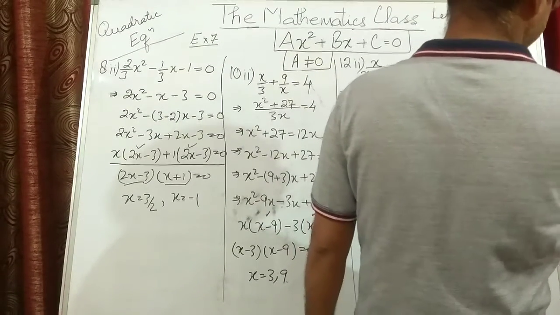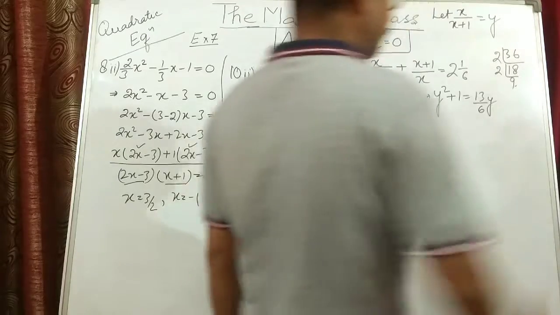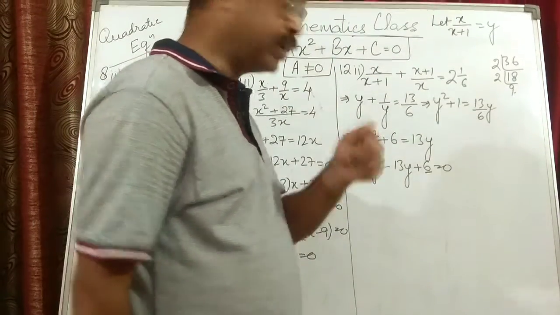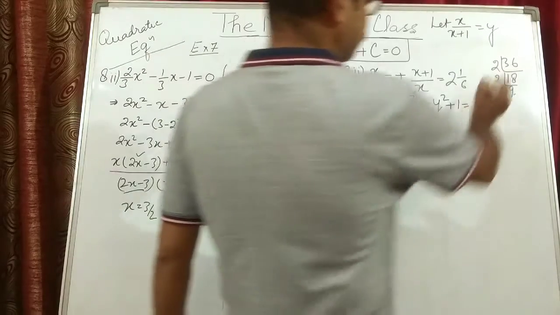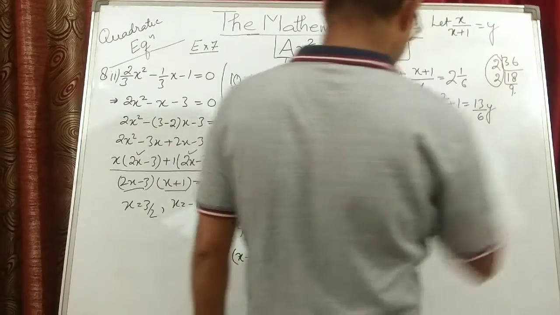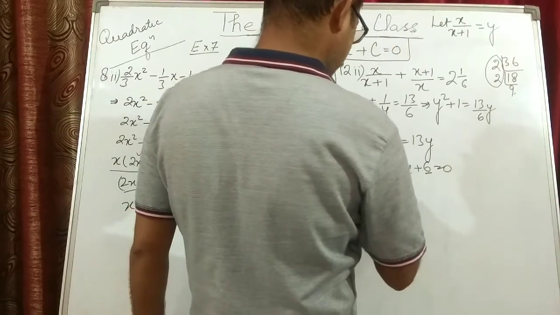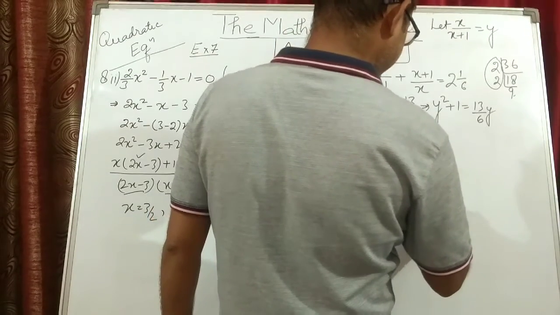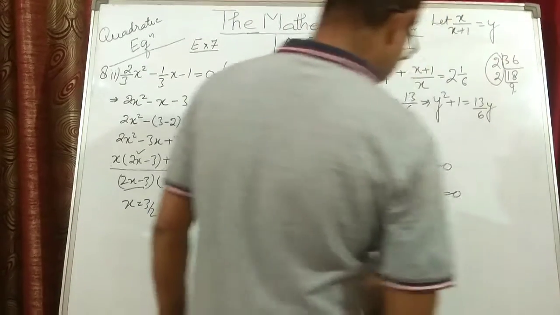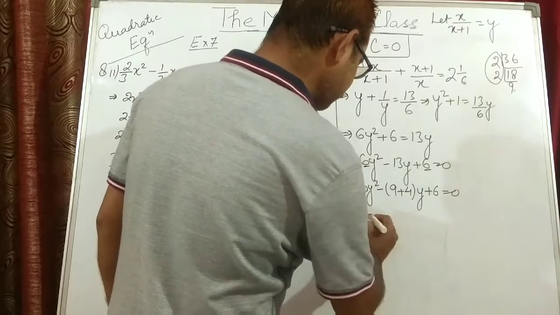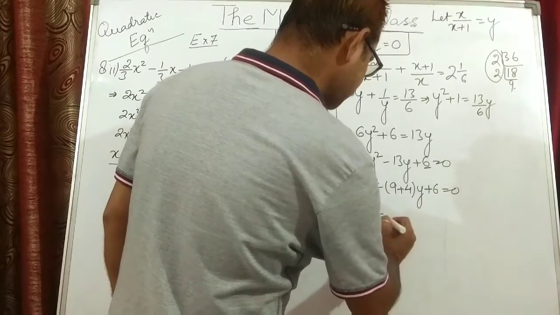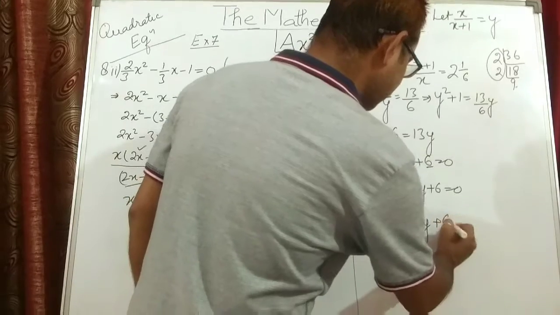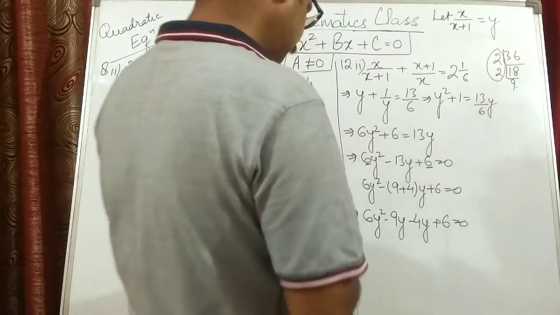Now you can see that 9 4s are 36 and 9 plus 4 is 13. So simply 13 can be written as 9 and 4. So 6y square minus (9 plus 4)y plus 6 is equal to 0. This can be written as 6y square minus 9y minus 4y plus 6 is equal to 0.